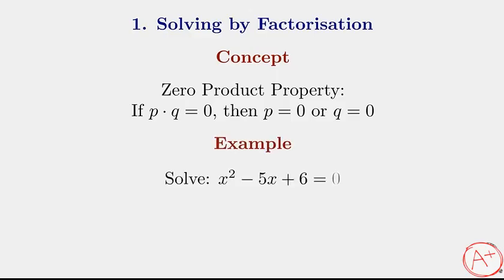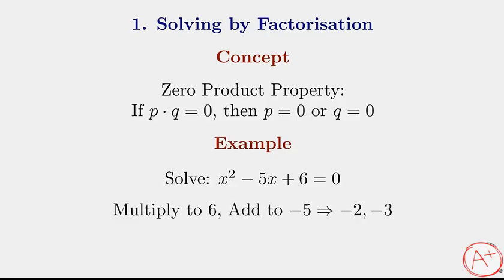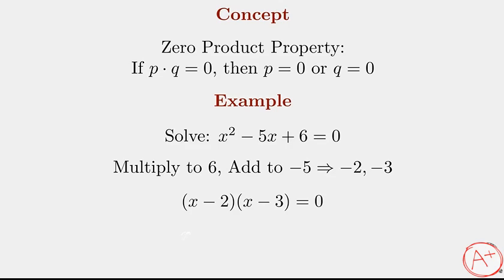Solve x squared minus 5x plus 6 equals 0. We need to find two numbers that multiply to 6 and add to minus 5. These numbers are minus 2 and minus 3. We can now factorize the expression into (x minus 2)(x minus 3) equals 0. Setting each factor to 0, we find that x equals 2 or x equals 3.